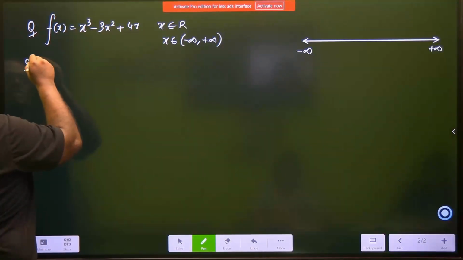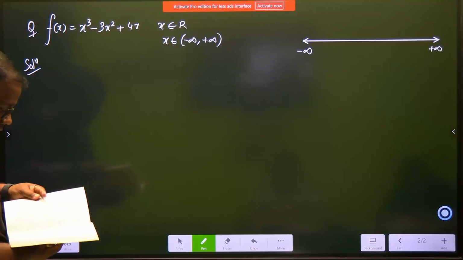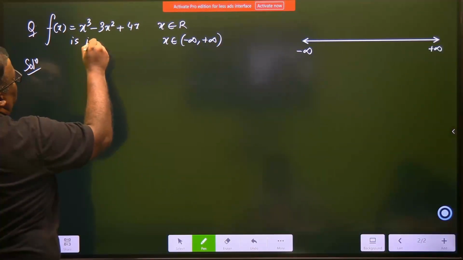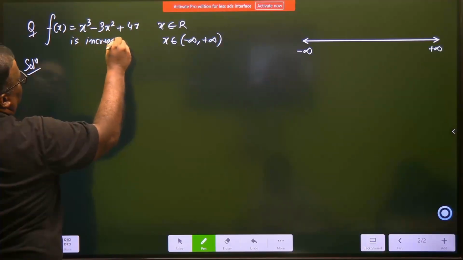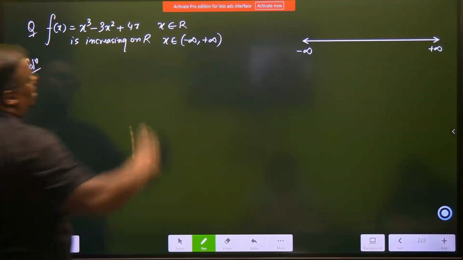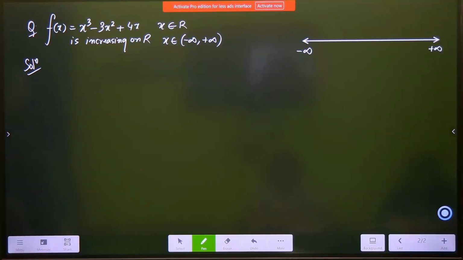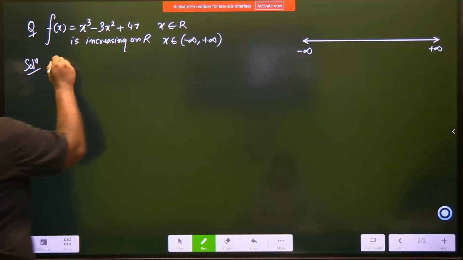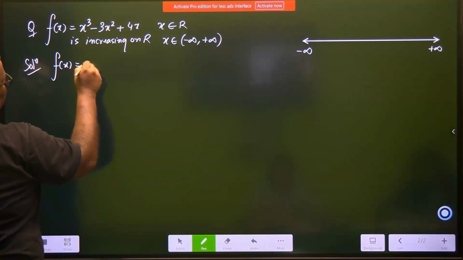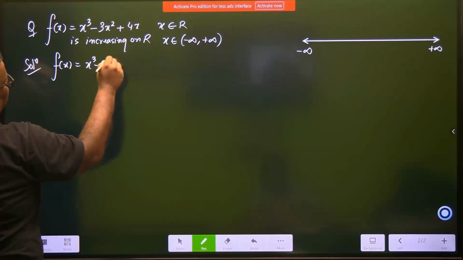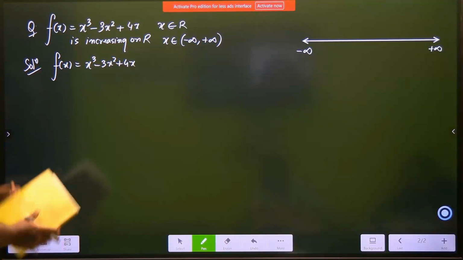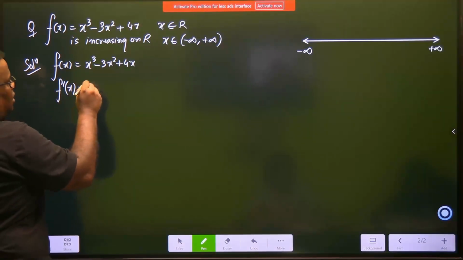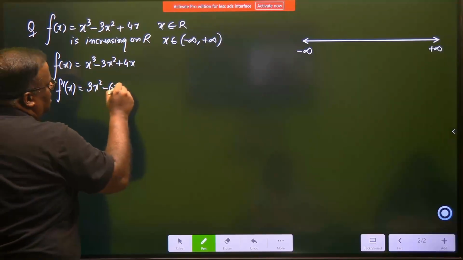It says show that the function given by this is increasing on R. It means take any value from R, the function should be on an increasing trend. Let's test and see. Solution: we write f of x is equal to x cube minus 3x square plus 4x. My first job will be to find the derivative of this function: 3x square minus 6x plus 4.